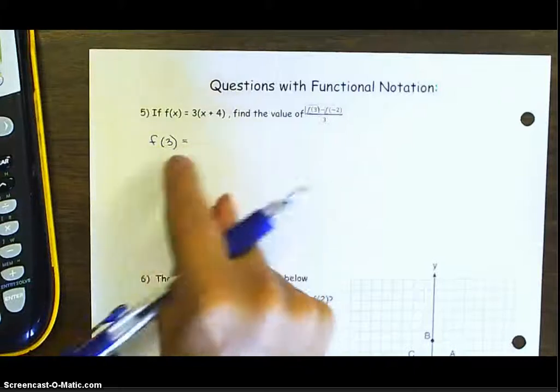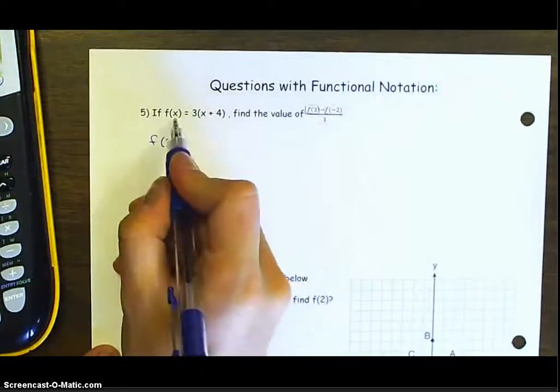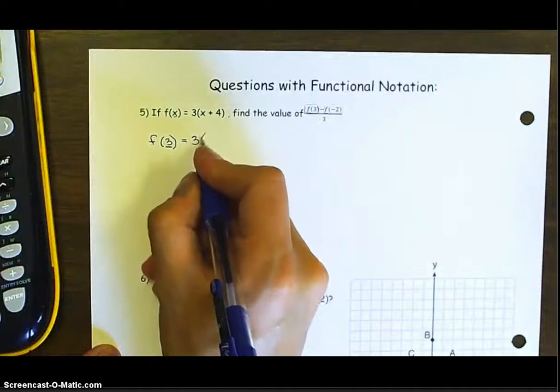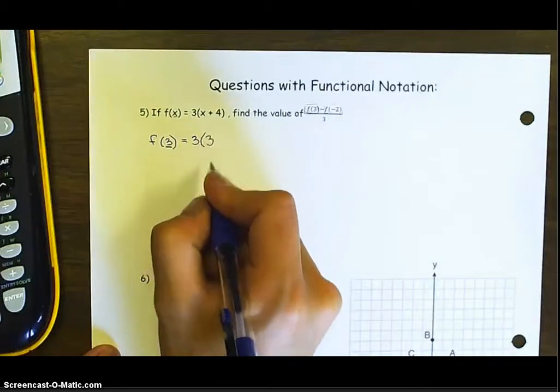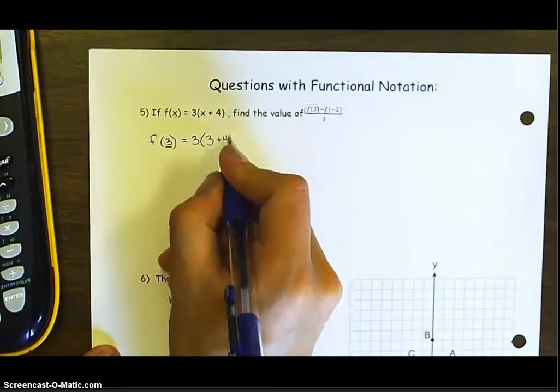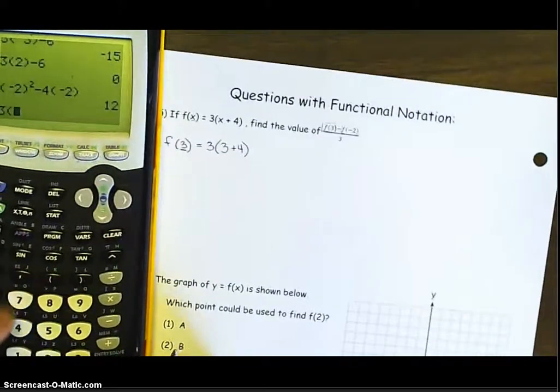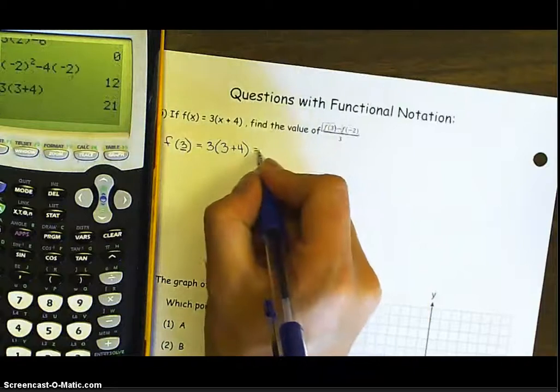Okay, so f of 3. Now the 3 is where my x is supposed to be, so that means I'm going to replace or substitute in a 3 for my x plus 4. Okay, and let's go ahead and take a look. So 3 parentheses, 3 plus 4, and we get 21.